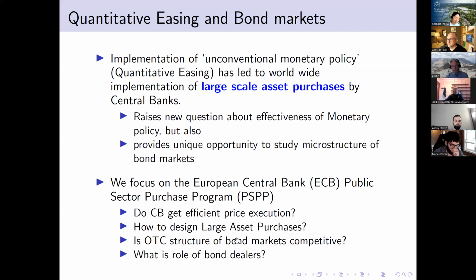Without waiting for the end of the paper, in a nutshell, our finding is that these large-scale asset purchases, even in a market that we thought was very deep and liquid, like the Bund market, have created quite some distortions in prices. We see price patterns which we think have to do with the presence of this asset purchase program.